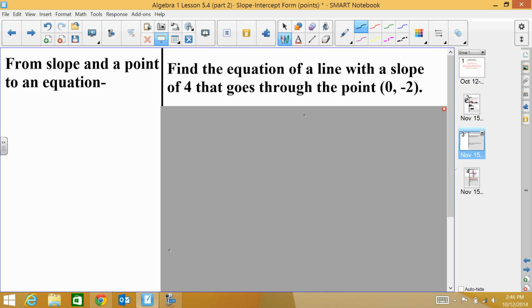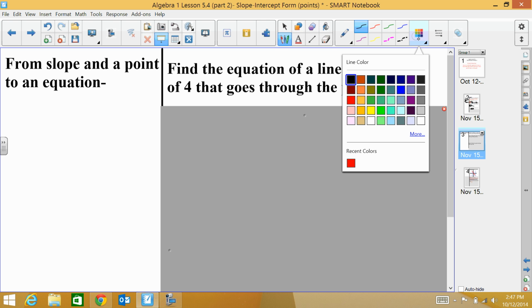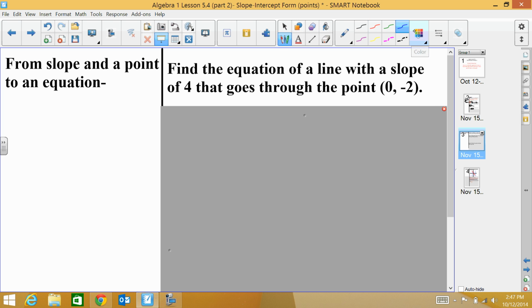All right, let's try a different example. Let's say we have the slope and we also have a point. It says find the equation of a line with a slope of 4 that goes through the point (0, -2). Well, this is pretty much exactly what we just did in the last problem.